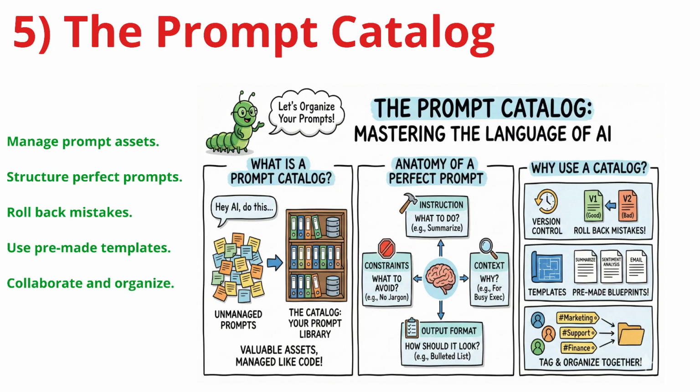Why go through the trouble of using a catalog? It provides essential benefits like version control, allowing you to easily roll back mistakes if a new prompt performs poorly. It offers pre-made templates that act as blueprints for common tasks like summarizing. Finally, it enhances collaboration, enabling your entire team to tag and organize your best prompts together.